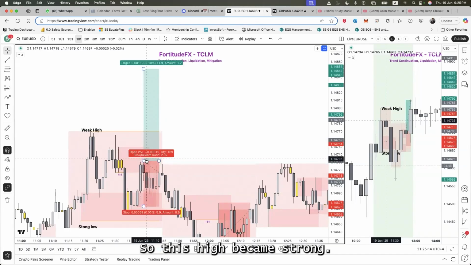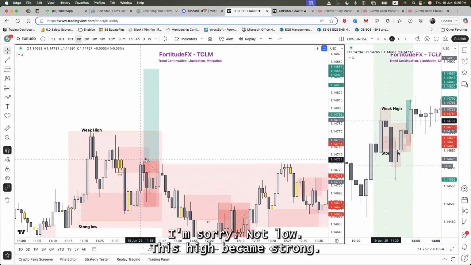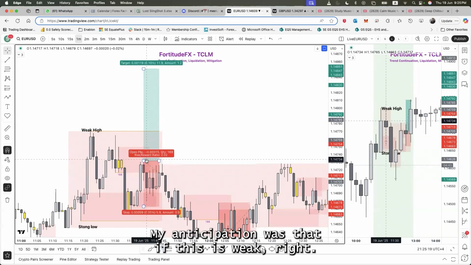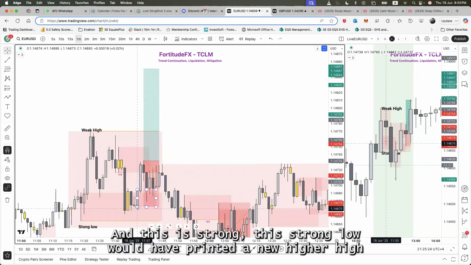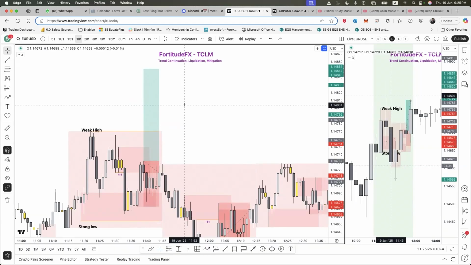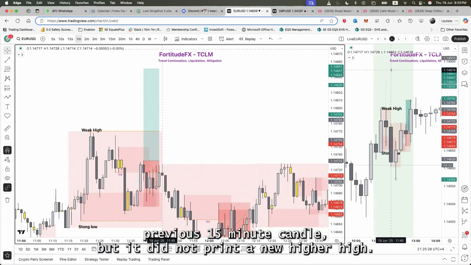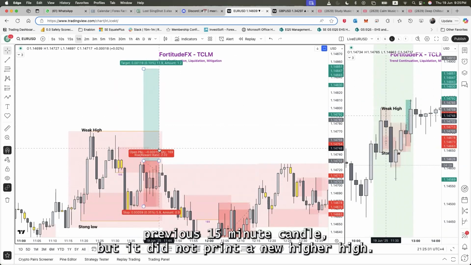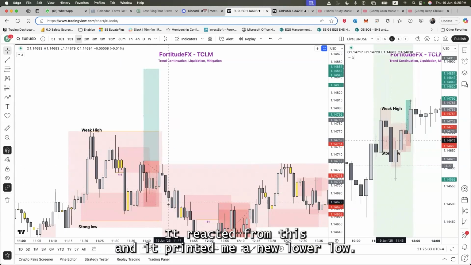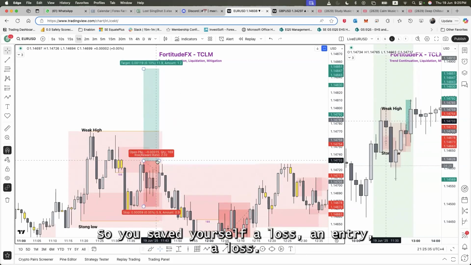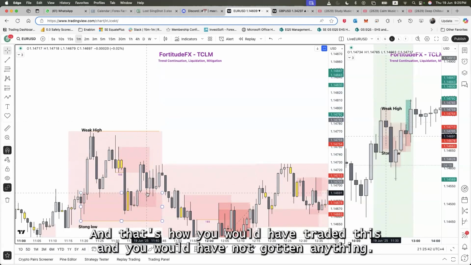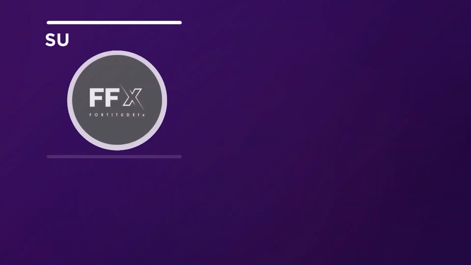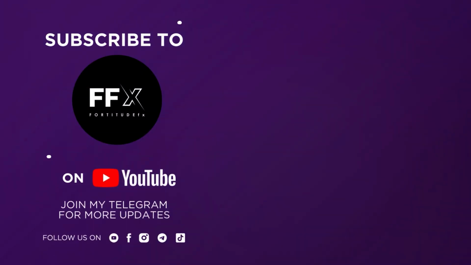So this high became strong. I'm sorry, not low. This high became strong. My anticipation was that if this is weak, right, and this is strong, this strong low would have printed a new higher high following the previous 15-minute candle. But it did not print a new higher high. It reacted from this and it printed me a new lower low, and it never gave me an entry. So you saved yourself a loss. And that's how you would have traded this, and you would not have gotten any entry.